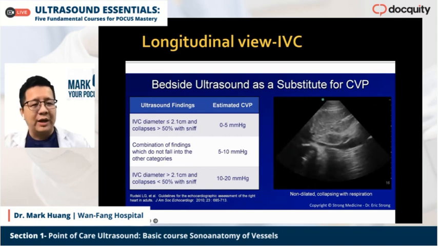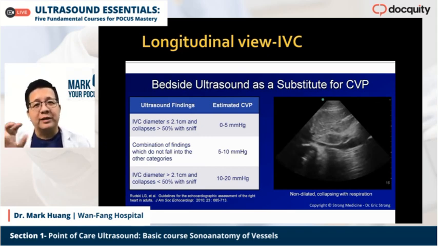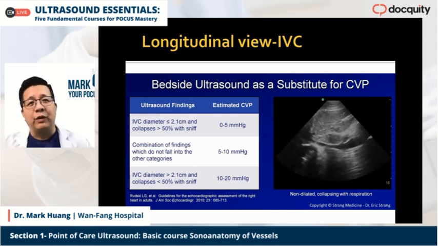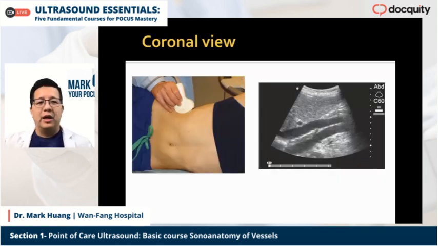On the contrary, if you see the diameter is over 2.1 centimeter, and on inspiration the collapsibility is less than 50%, it means the CVP level is higher. Maybe you need to consider giving this patient some inotropic agents or inotropic medication. So it's a guide or reference to help you decide your next step for the shock patient.